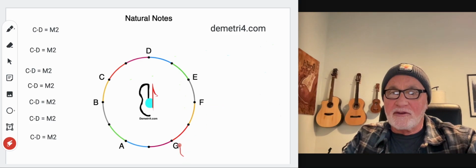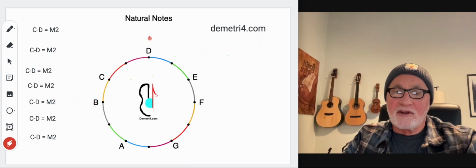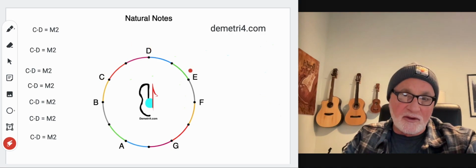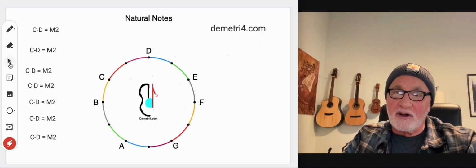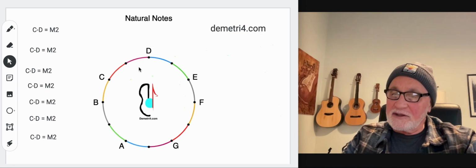1, second, third. G to B is a third. First, second, third. A to C is a third. A, 2, 3. And B to D is a third. B, 2, 3. So when we're counting size, we're using the letters. We're not worried at all about the dots here. So you can see that even though C to E is a third, there's more than 3 dots there, okay?